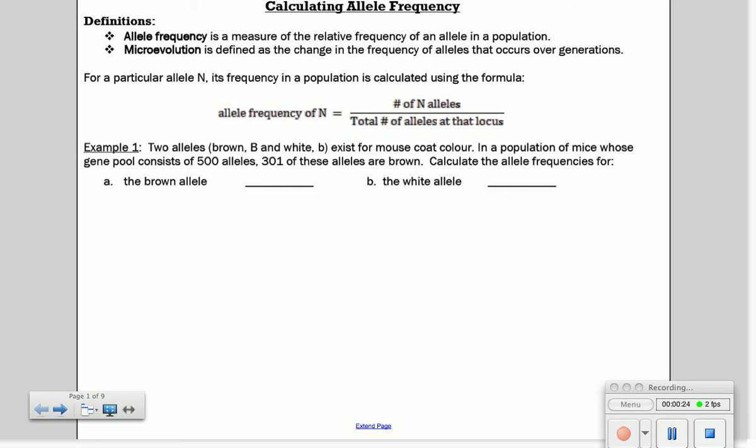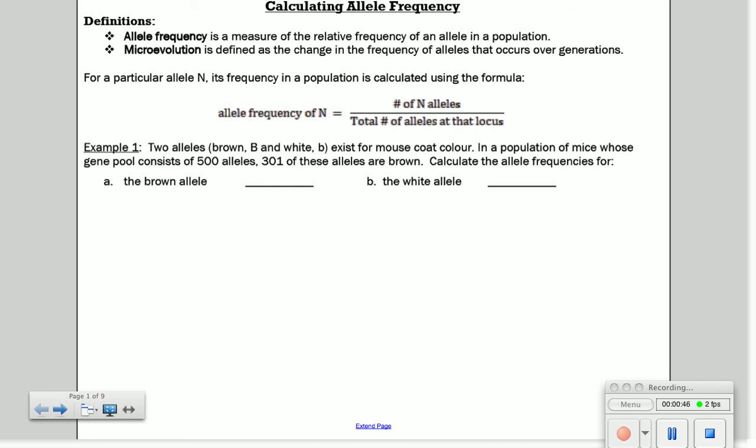So this first problem is we're looking at two alleles, big B, little b, that exist for mouse coat color. The big B is for brown, the little b is for white, and we are supposed to calculate the allele frequencies. Now this one's a pretty easy one. They give you the phenotypes, and you're supposed to figure out the allele frequencies.